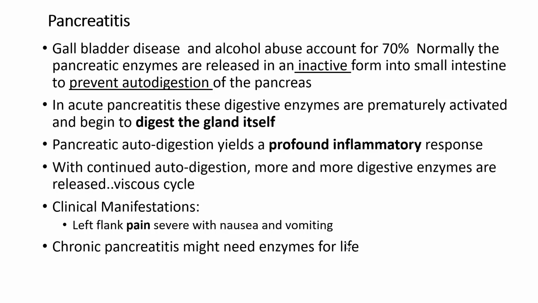In acute pancreatitis, these digestive enzymes from the pancreas are prematurely activated, and they actually begin to digest the gland itself. Pancreatic autodigestion yields a profound inflammatory response. They can develop these huge pseudocysts in the back of their pancreas in the retroperitoneal space. They can hold up to a liter of fluid as a result of this inflammatory response. So you can just imagine how painful that must be. With continued autodigestion, more and more digestive enzymes are released, and it just becomes this incredibly vicious cycle. The clinical manifestations are left flank pain with severe nausea and vomiting, usually doubled over in pain.